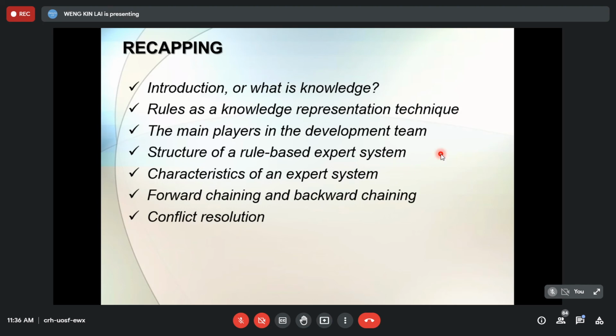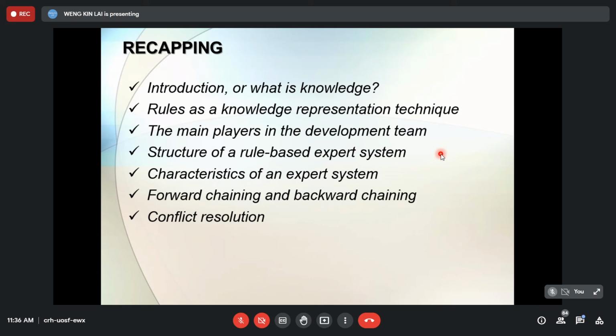Because at the end of the day, what we wanted to do is to replicate, to have another expert, which doesn't need to sleep, doesn't need to eat, right? Can work 24 hours a day without complaining. So how to represent the expert's knowledge? First of all, in order to be able to represent knowledge, we need to know how we define knowledge. What is knowledge? So we actually spent some time to look at what is knowledge.